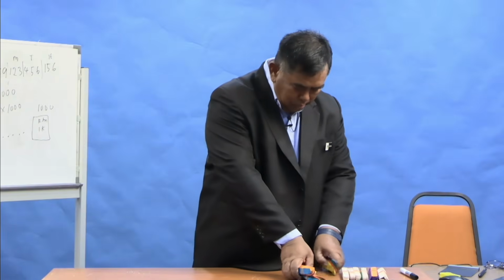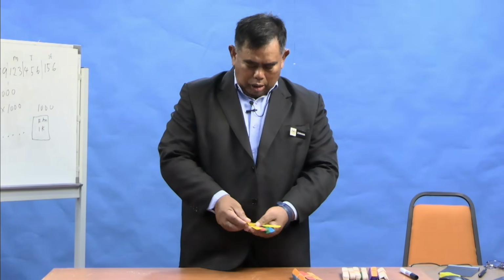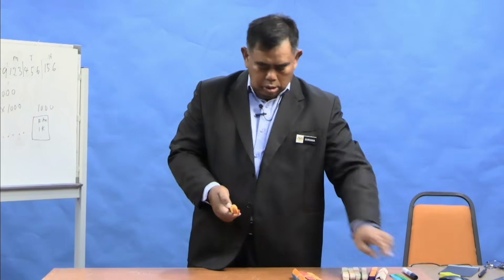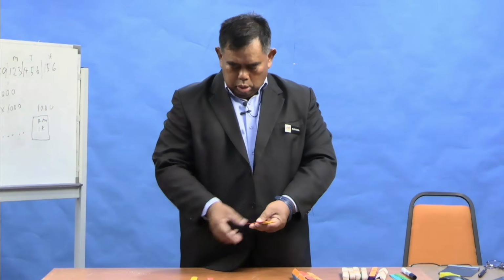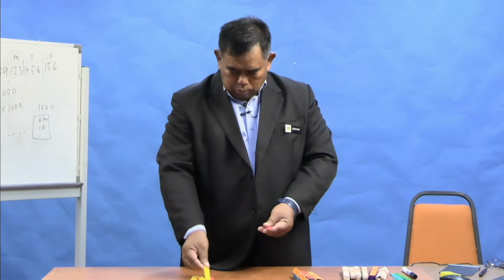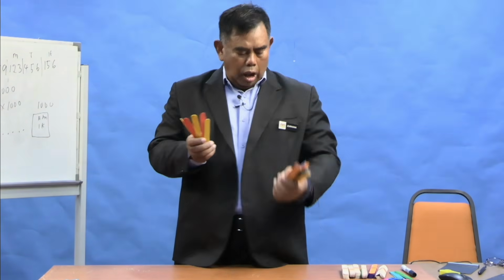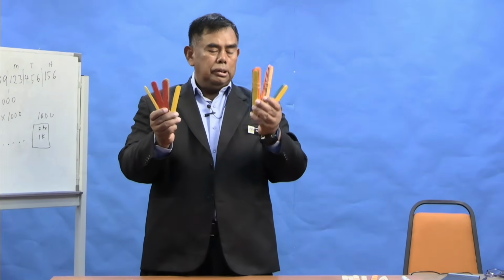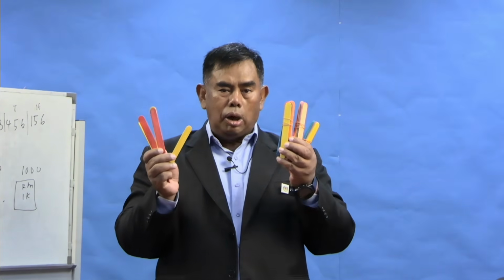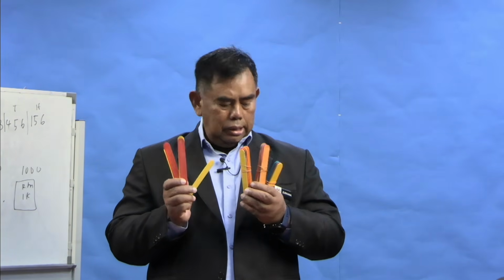And the student has to count the balance: 1, 2, 3, 4, 5, 6. So how many sticks do you have? The student has 3, 10, and 6 sticks. What does this mean? It is 36. Here is the 36. So this is the important thing.